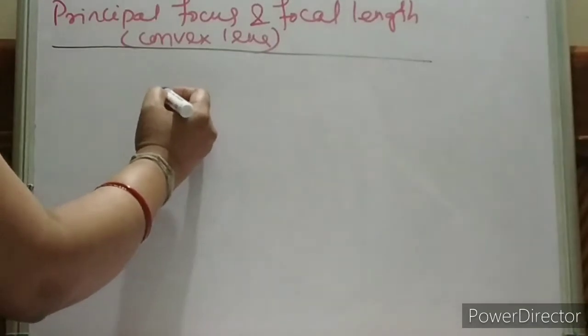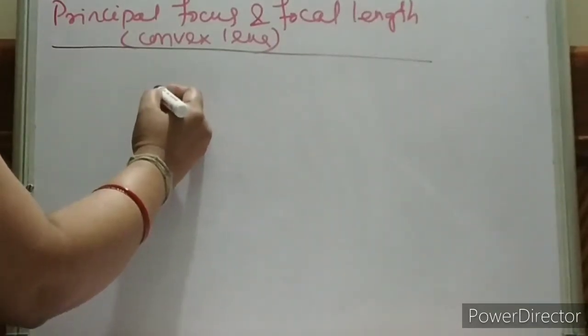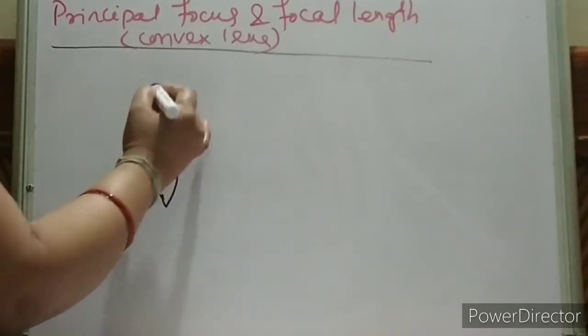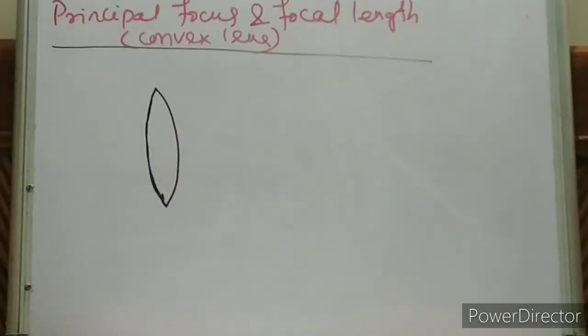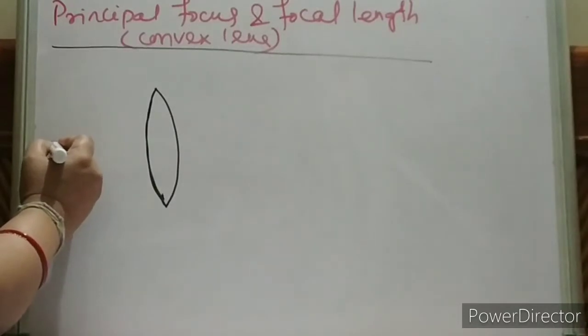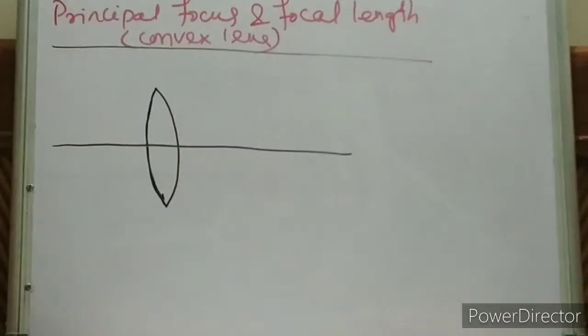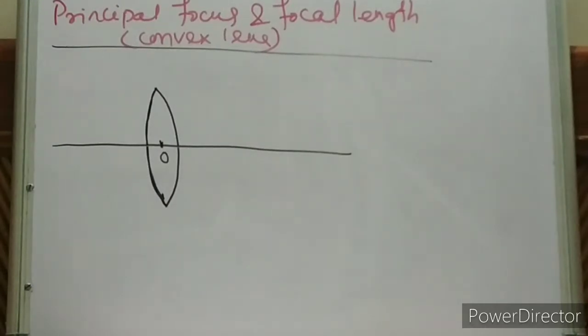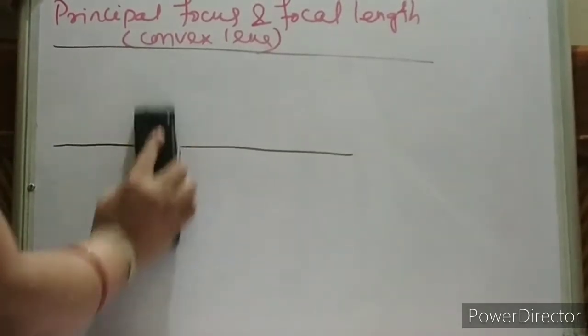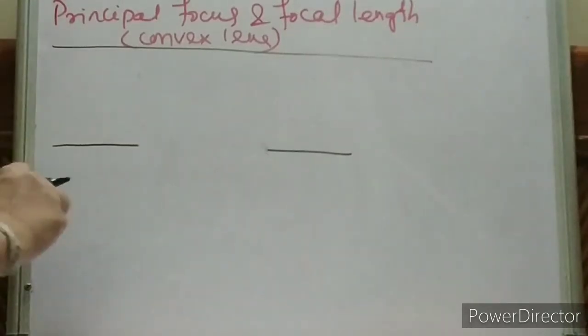So let me draw the convex lens, and you know a lens has two refracting surfaces. This one is one refracting surface, this one is the second refracting surface, and this is your principal axis. There is an optical center also, and already we have discussed this. Let me do it a little larger; I need space to explain.